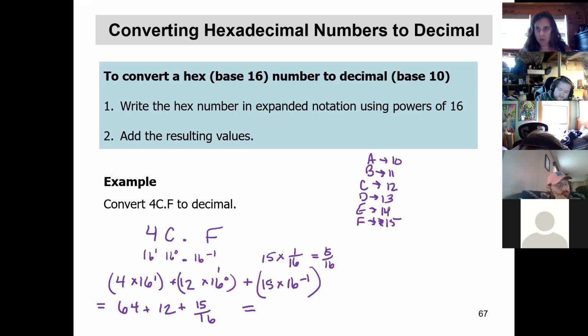So adding, you can use your calculator. I want it as a decimal. So this is going to be 76. And then 15 sixteenths as a decimal is 0.9375. And that would be the hex number converted to decimal.